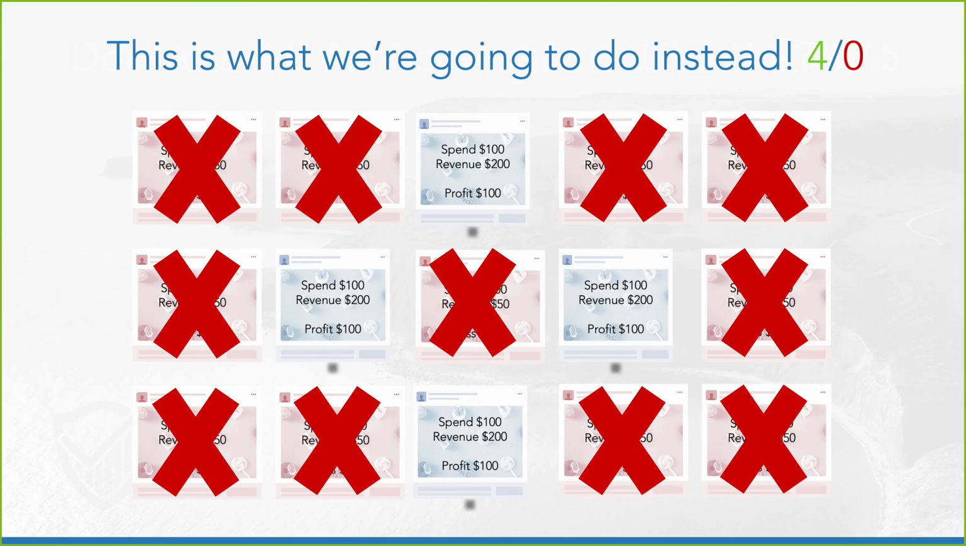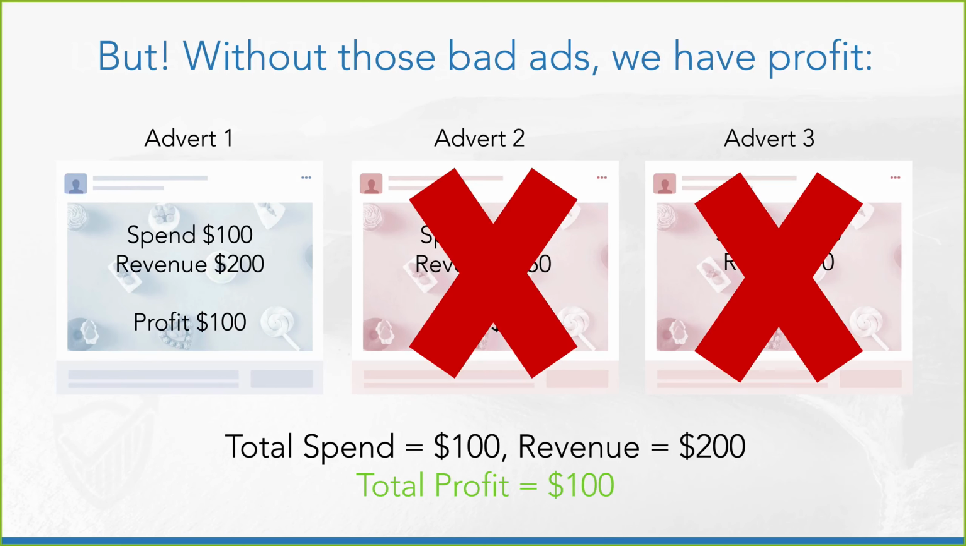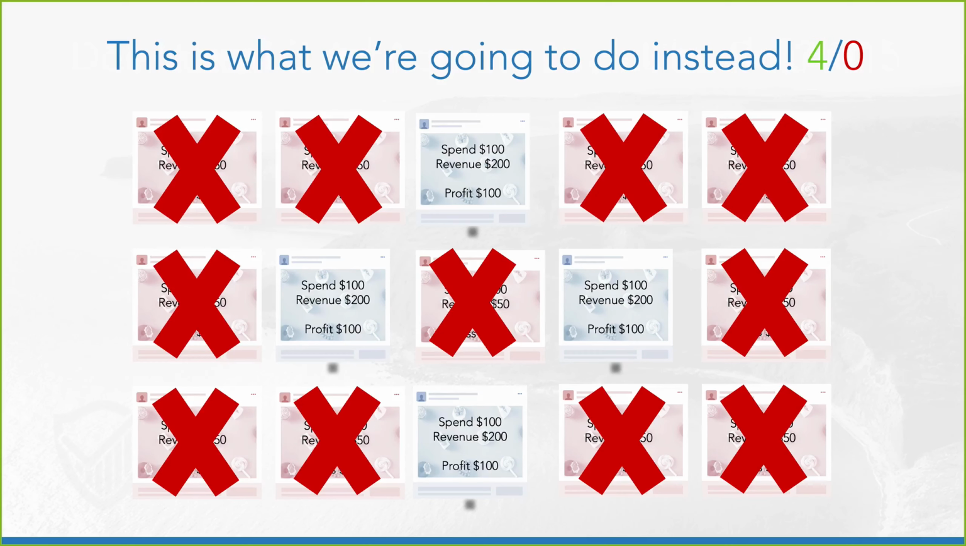And the way we're going to solve this problem is we're going to automatically detect and pause those bad ads, right? So that we're only left with the good ads. Whereas on the previous screen, it was one good ad, $100 profit, fantastic. Now we've got 4 great ads, $400 profit, fantastic, okay? And that's what we want to do.